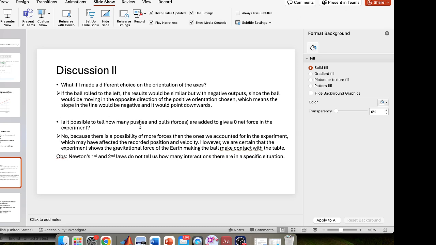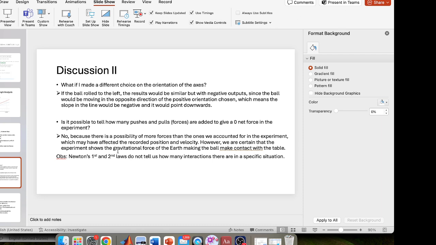Is it possible to tell how many pushes and pulls, or forces, are added to give a zero net force in the experiment? Newton's first and second laws actually don't tell us how many interactions there are in a specific situation, so we can't. There's a possibility of more forces than the ones we accounted for in the experiment, which may have affected the recorded position and velocity. However, we are certain that the experiment shows the gravitational force of the Earth, making the ball make contact with the table.